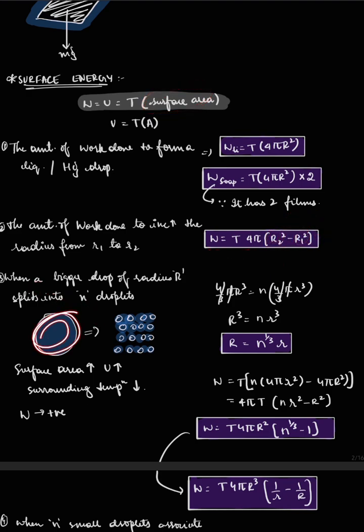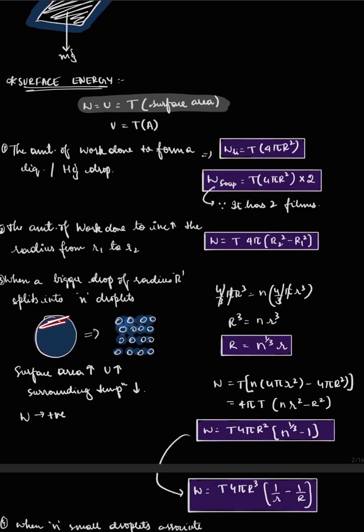Now when a bigger drop of radius R is split into many droplets, it absorbs energy from the environment. So surface area increases, its energy increases, and the surrounding temperature decreases, because it has taken energy. The work done is positive because it has taken energy, and the surrounding temperature decreases.